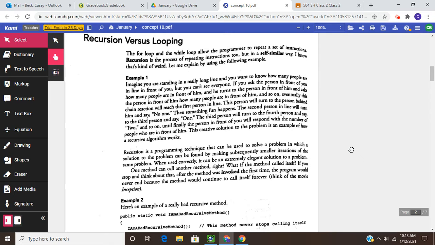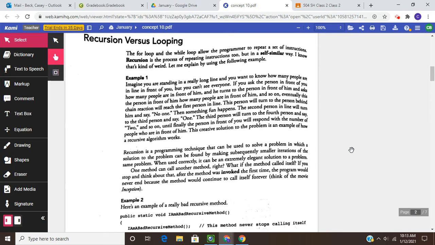If you ask the person in front of you how many people are in front of him, and he turns to the person in front of him and asks the person in front of him how many people are in front of him, and so on, eventually the chain reaction will reach the first person in line. That person will turn to the person behind them and say, no one. Then something fun happens. The second person in line will turn to the third person and say, one. The third person will turn to the fourth person and say, two, and so on, until finally the person in front of you will respond with the number of people who are in front of him.